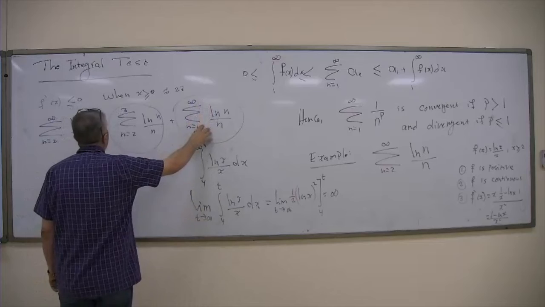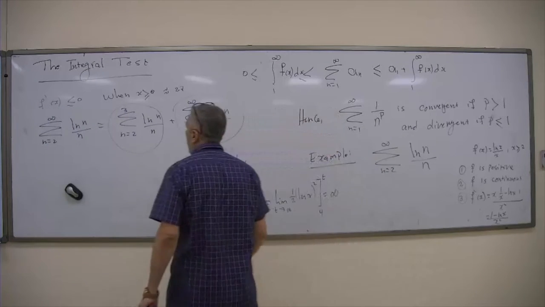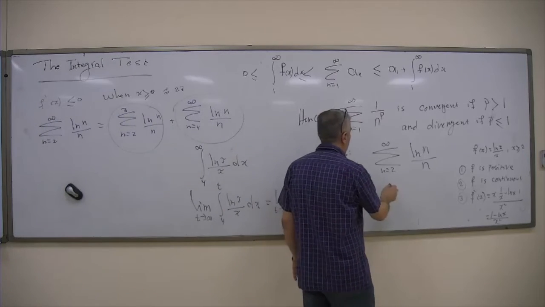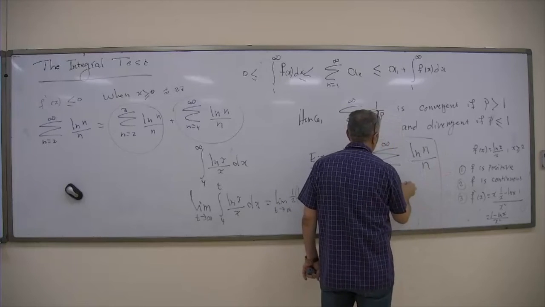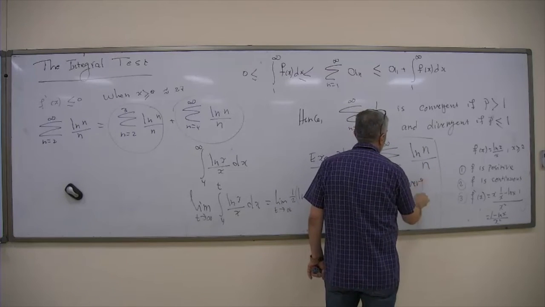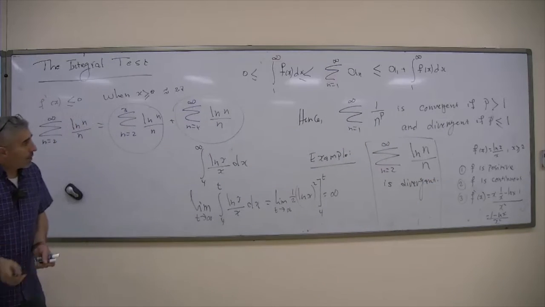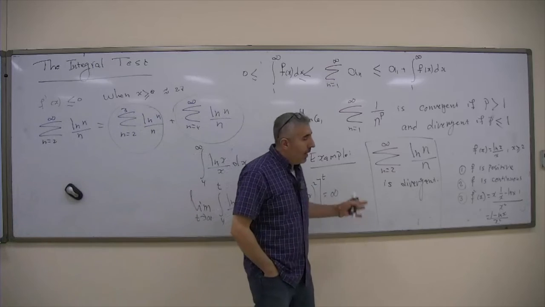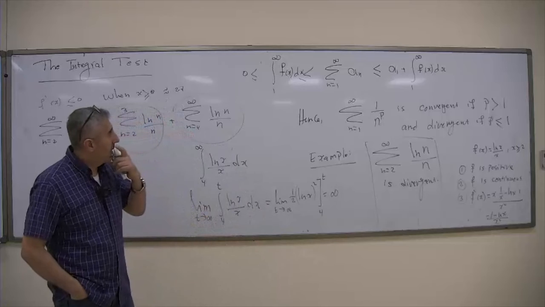It means this series is divergent, and it means this series is divergent. Hence, this one is divergent. Okay? All right, so here you have a few examples about the integral test, and the crucial part is to check the conditions and make sure the conditions are satisfied.